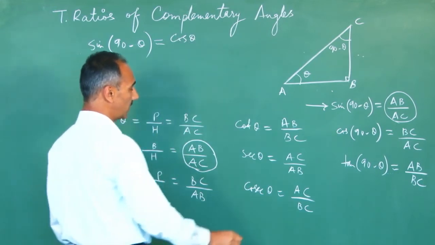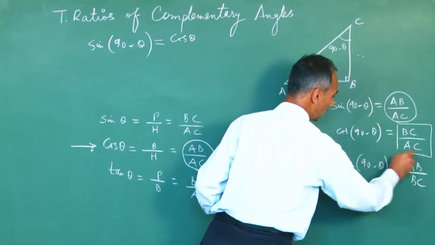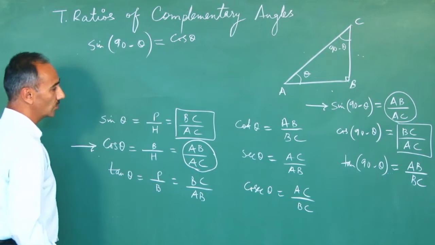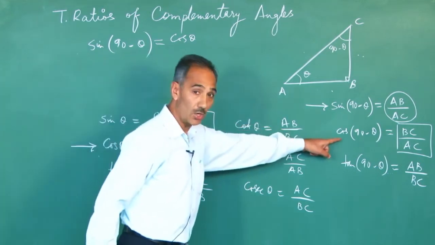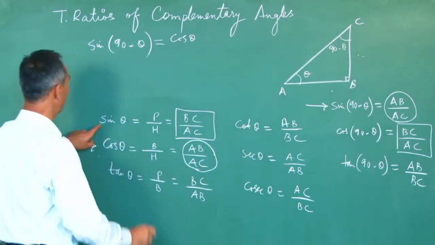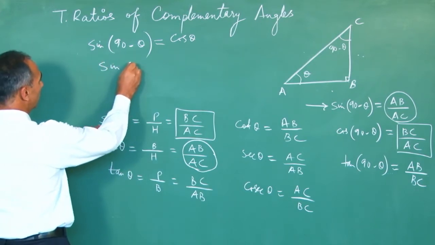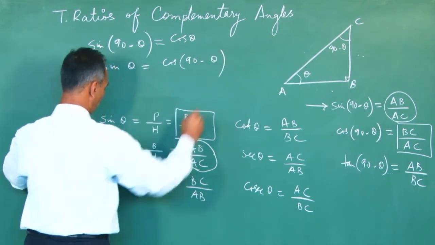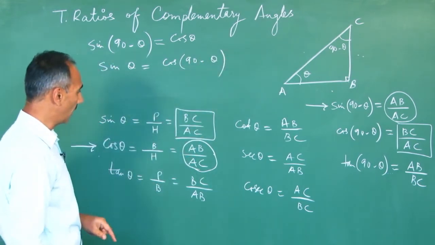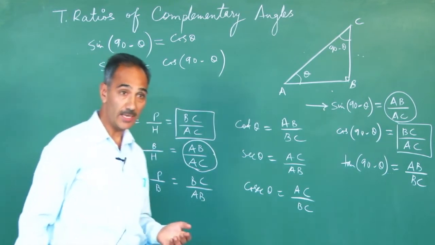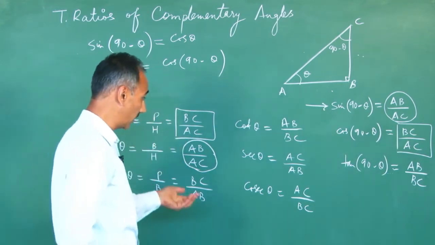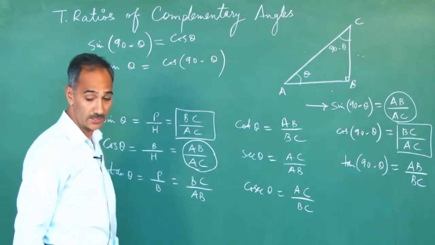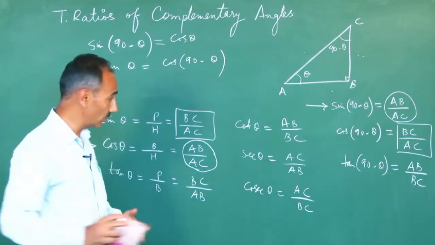Now, what about the second result? If you see BC upon AC, BC upon AC, you have BC upon AC. So, what does that tell us? Cos 90 minus theta is same as sine of theta. So, we will say the second result, that sine of theta is cos 90 minus theta. On similar lines, if you make a comparison, you prepare cot, secant and cosec, we'll get the remaining results, which I'm just going to summarize now.